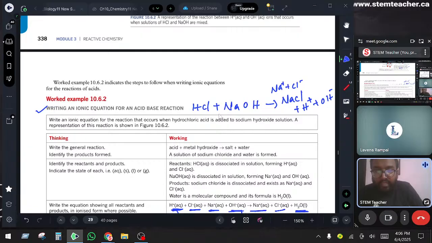What products are formed when dilute solution of nitric acid is added to solid magnesium carbonate? So here you can see the equation. Metal carbonate, simply, this is the fifth equation. The fifth one is acids plus metal carbonate.